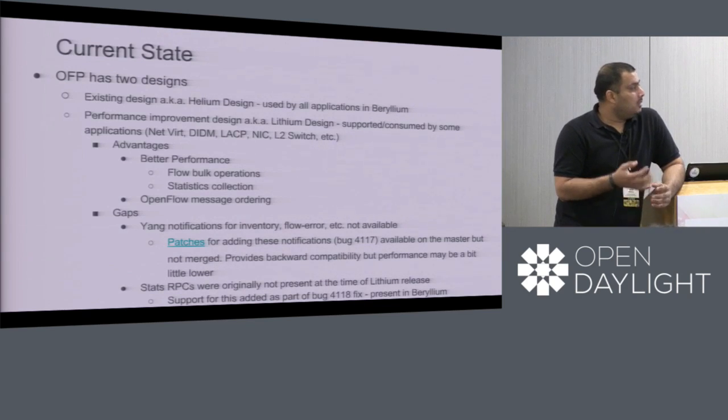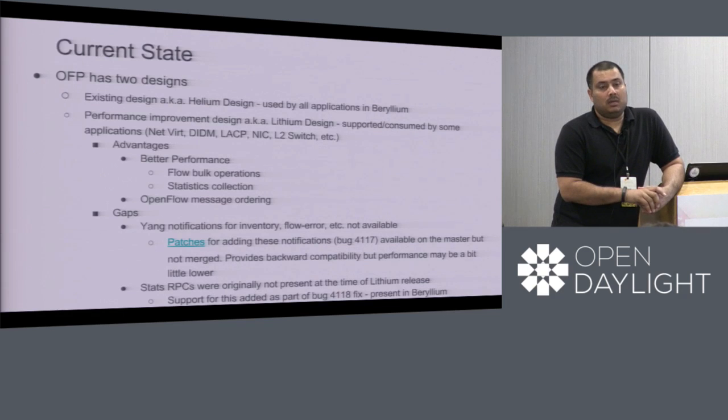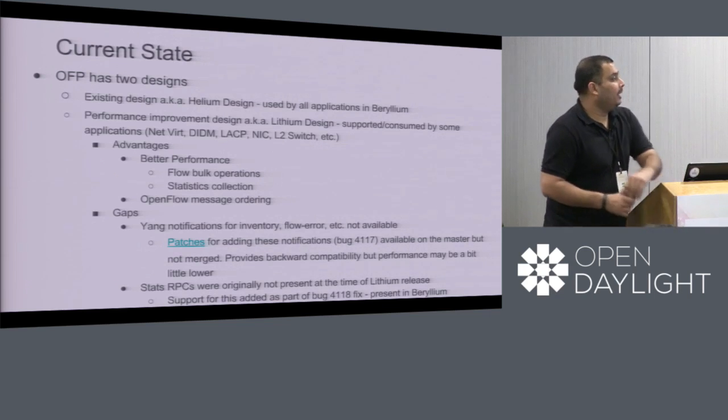Folks use RPCs for statistics collection, and for installing the flows and all those things. So there are some RPCs which we actually don't support in this one. We are adding support for them for backward compatibility, but once those are enabled, they will give you some performance hit. Is there any question on it?